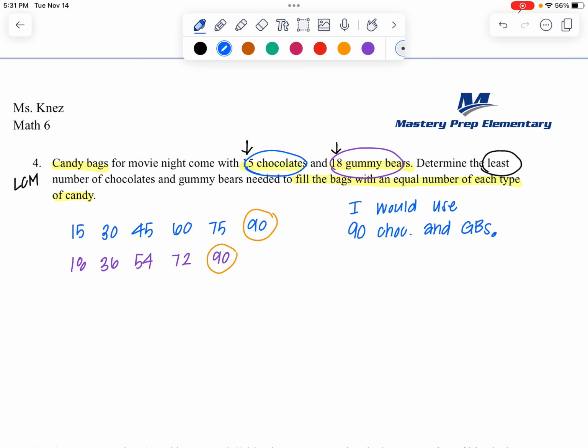This question didn't ask how many bags of each I would have to buy, but you can see that you would have to buy 1, 2, 3, 4, 5, 6 bags of the chocolates and 1, 2, 3, 4, 5 bags of the gummy bears. Those are the LCM and GCF problems.